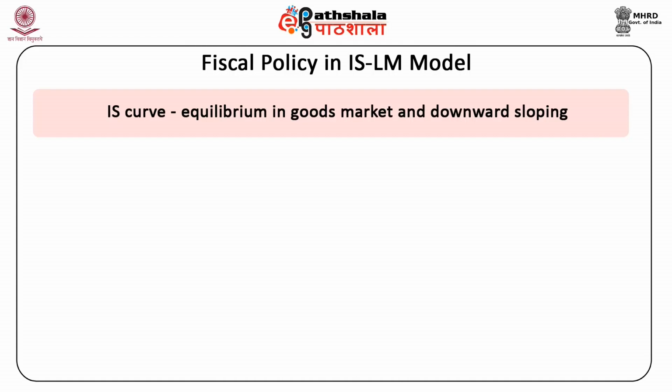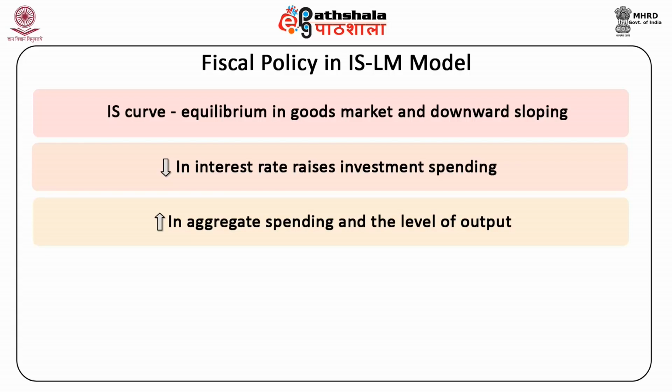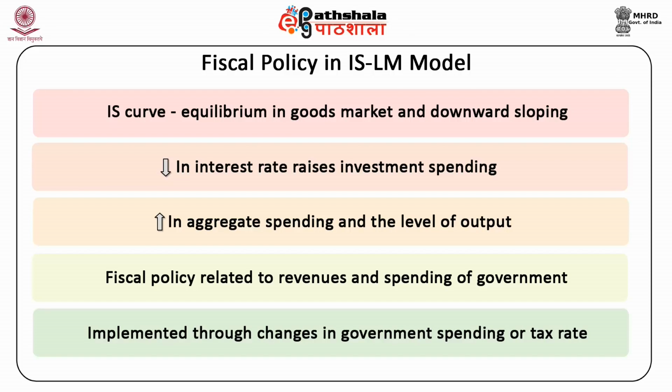IS curve describes equilibrium in the goods market and it is downward sloping because a fall in interest rate raises the investment spending, thereby leading to an increase in aggregate spending and the level of output at which the goods market is in equilibrium. Fiscal policy is related to the revenues and spending of the government. This can be implemented through discretionary changes in government spending or the tax rate.